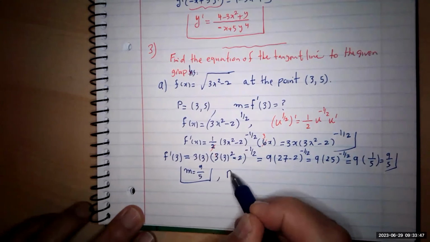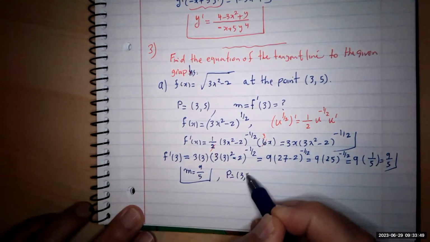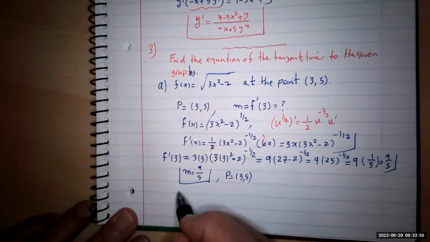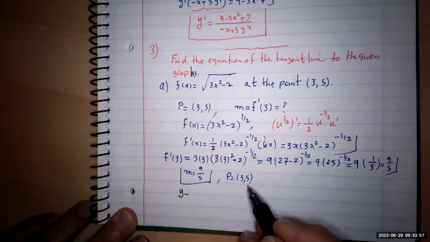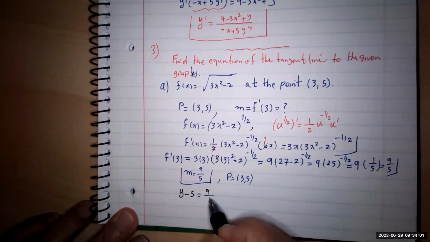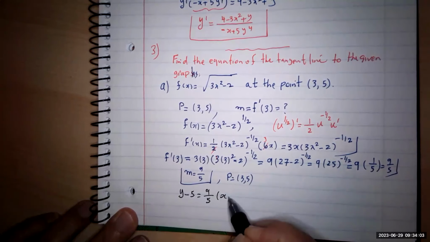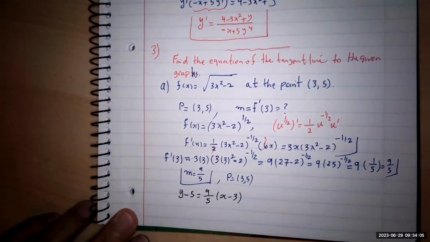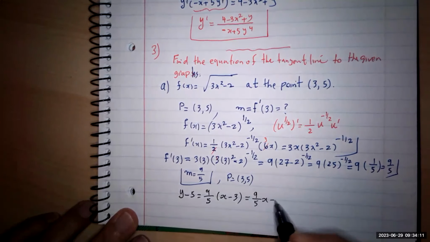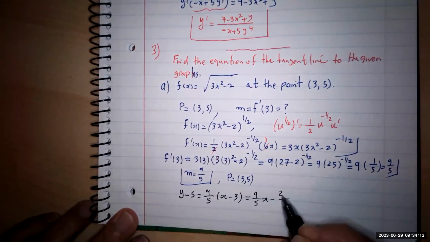So the point P is 3 and 5. So the equation of a tangent line is going to be what? y minus y1, y minus 5, equals m, 9/5, times x minus x1, x minus 3. Now distribute this inside. So it's 9/5 of x minus 3, which gives 9 times 3, 27/5.